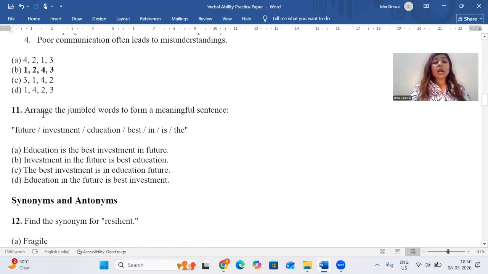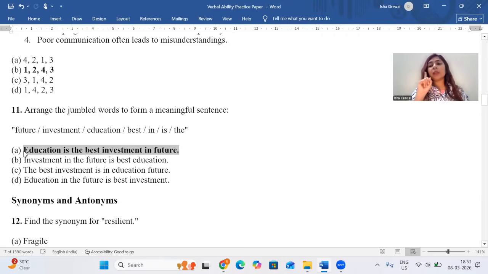Now, there are jumbled words to form a meaningful sentence, right? So there are words that are given to us. We have to find out which sentence is going to be meaningfully arranged. Education is the best investment in future. Investment in the future is best education. The best investment is in education future. No, I think this is going to be your correct answer: Education is the best investment in future.